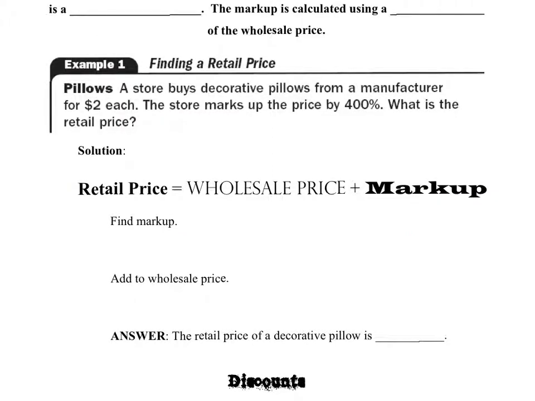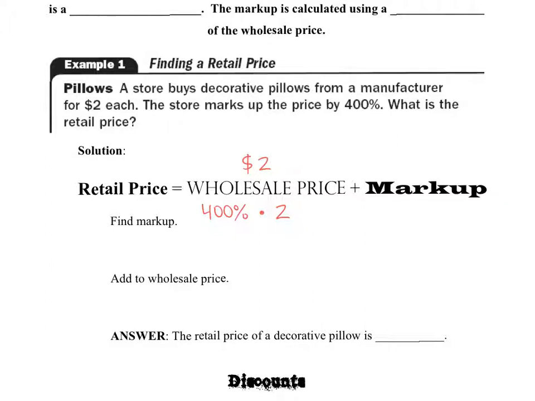All right, so let's look at an example of markup. Here this problem says a store buys decorative pillows from a manufacturer for $2 each. The store marks up the price by 400%. What is the retail price? All right, so in this situation, the retail price is going to equal the wholesale price plus the markup. Well, we already know the wholesale price. It's $2. So what we need to figure out is the markup. And the price was marked up by 400%. So we need to do 400% of $2 or times $2.